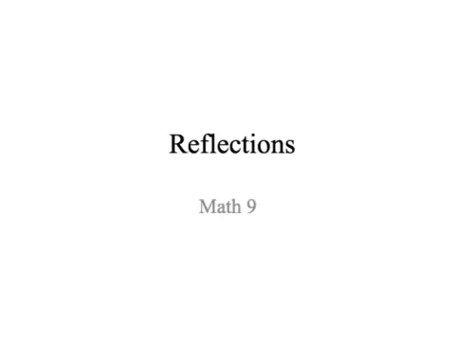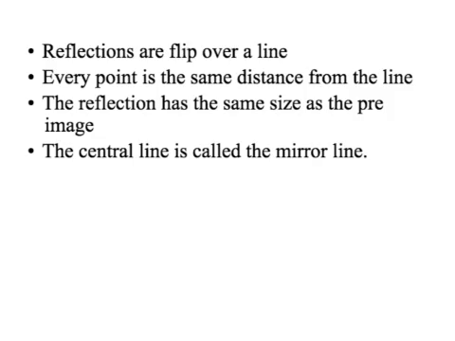The second type of transformation that we will talk about is called a reflection. A reflection is just a flip over a line. Every point is the same distance from that line, and it is the same size, so therefore the image and the pre-image are congruent, they're the same size. The line that the object flips over is the line that's right in the middle of the pre-image and the image, and it is called the mirror line.